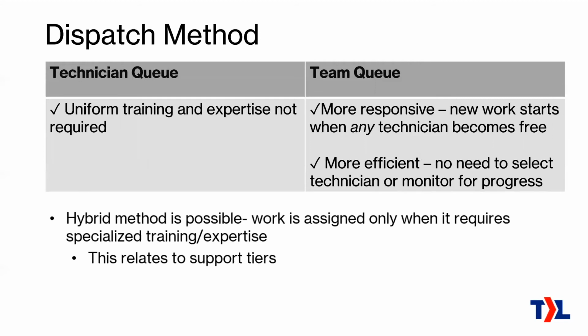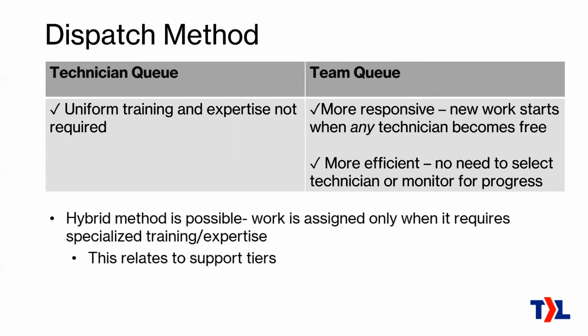It is possible to have a hybrid method. We'll take a little bit from both. That would be when work is assigned only when it requires specialized training or expertise. So basically, if a ticket comes in and it can only be done by your senior engineers, only then do you assign it to a senior engineer, but you leave everything else unassigned and use the team queue for that.